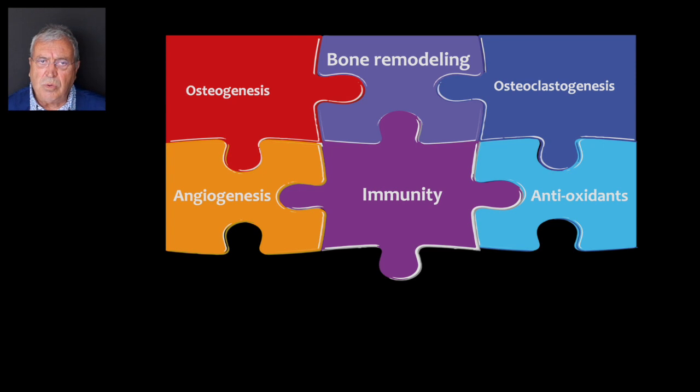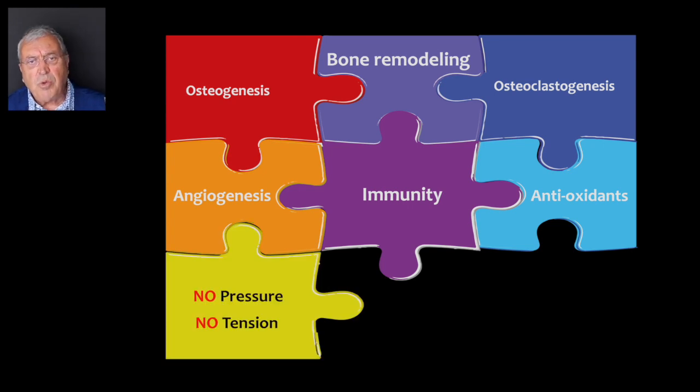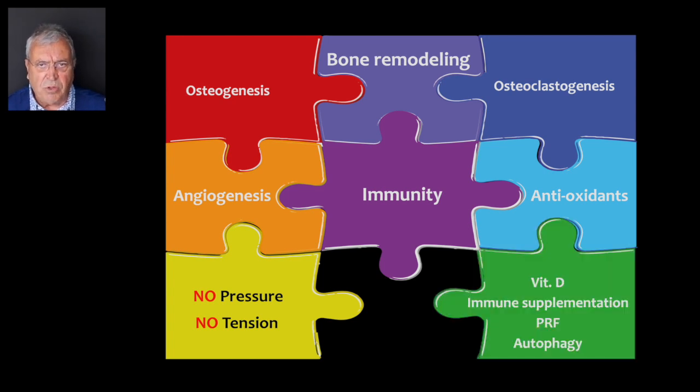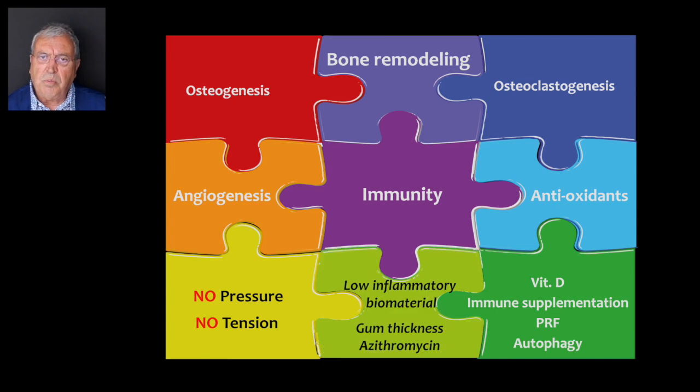If you want to maintain the vessels, please don't kill them with pressure or tension. If you want to increase the antioxidant, I gave you the solutions: vitamin D, PRF, autophagy, physical activity. And if you want to get a good immune response, please remove all the inflammatory biomaterials, such as synthetic and bovine. Gum sickness will help, azithromycin will help.